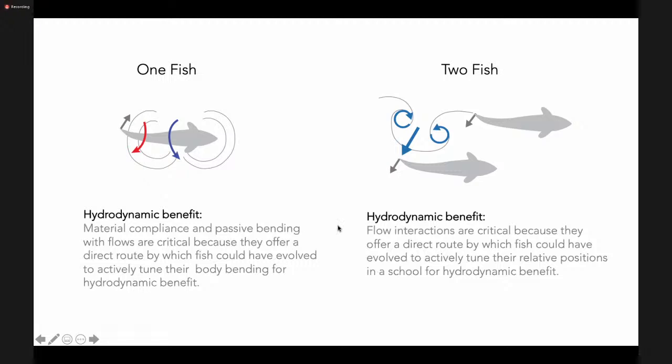So basically, what we're seeing is that in the one fish case, the flow interaction with the material compliance are critical because they offer a route by which you can actively flap to improve benefit. And in the two fish case, we also see that the passive flow interactions are critical because they also offer a route by which fish could have evolved to actively tune their relative positions in the school.